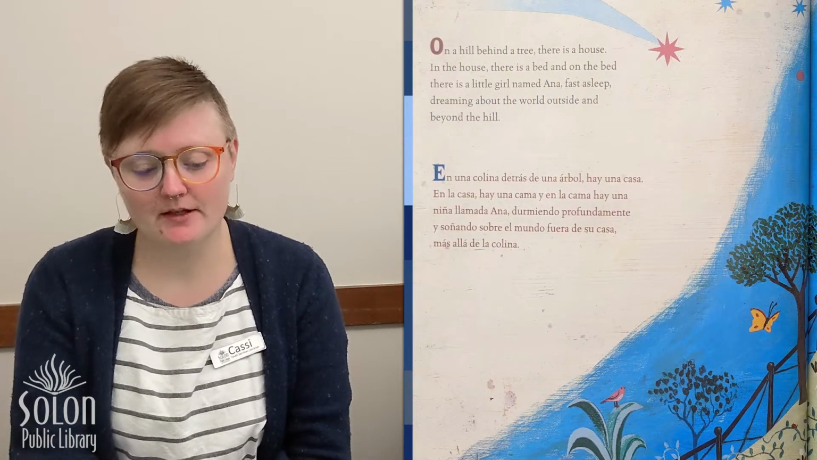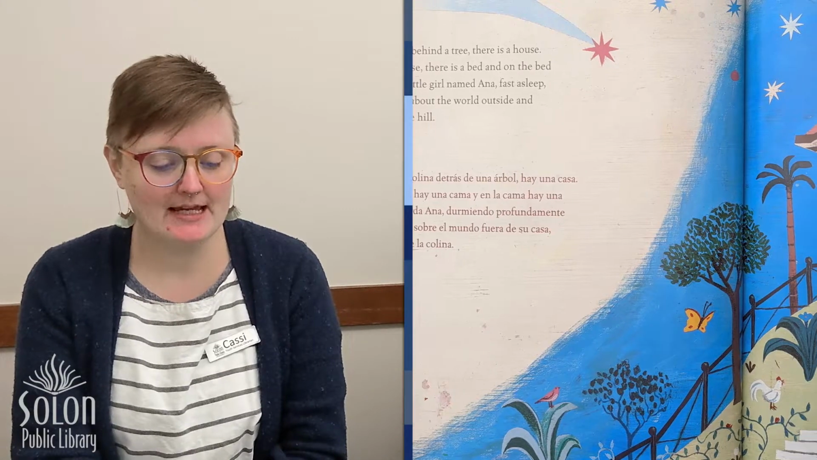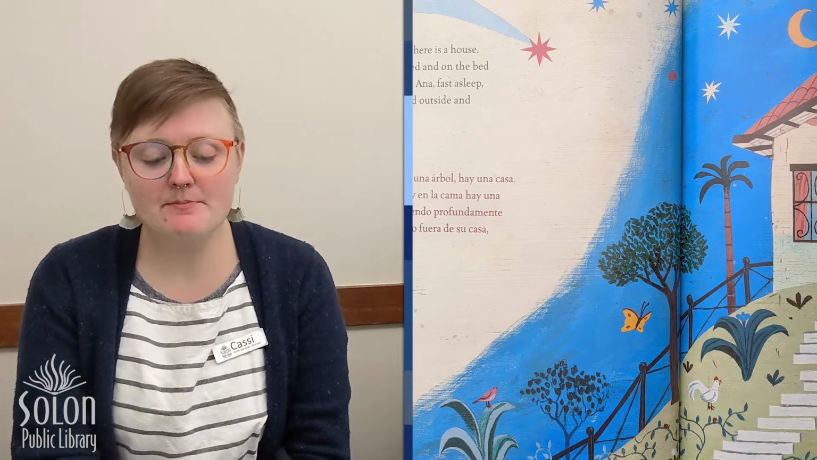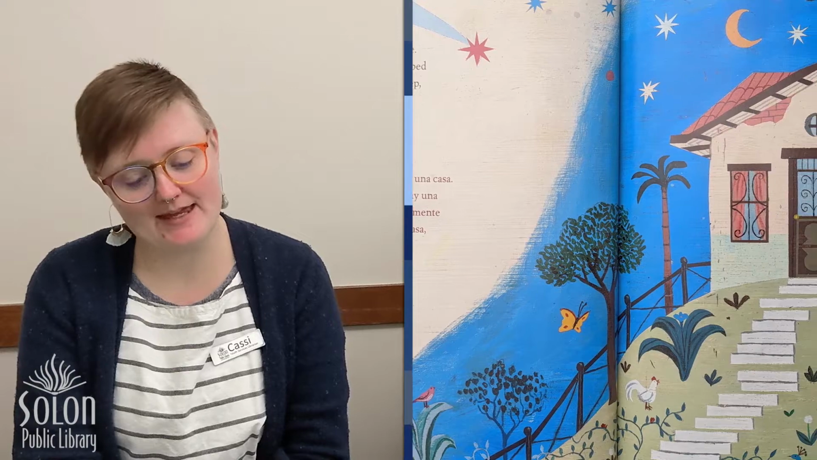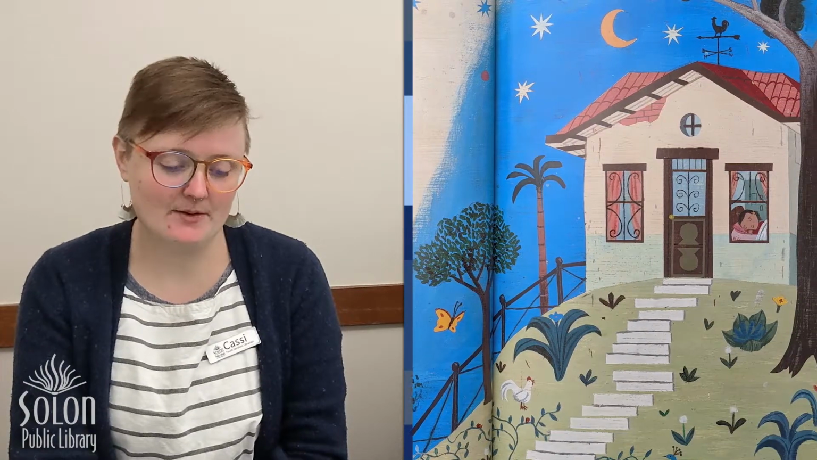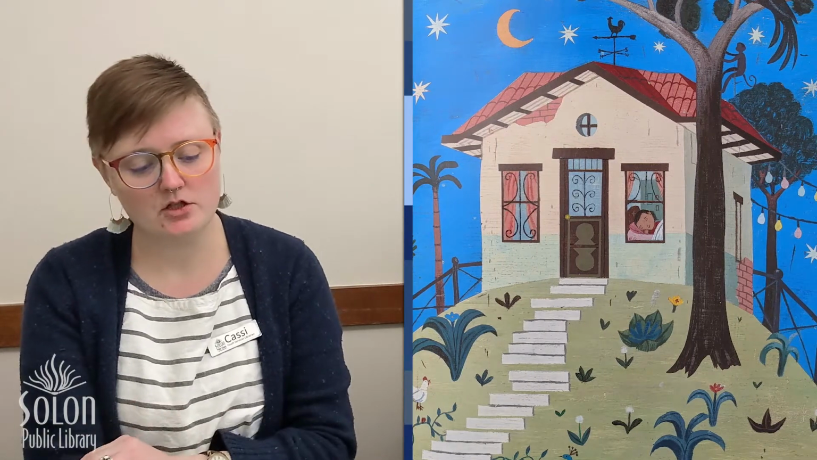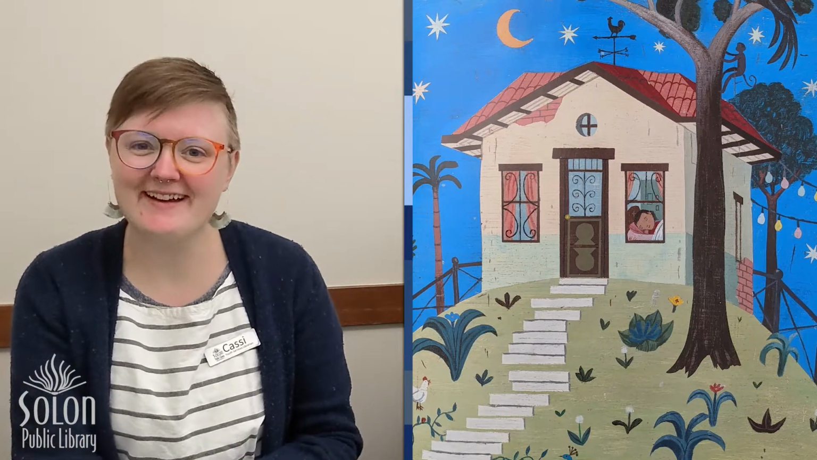On a hill behind a tree, there is a house. In the house, there is a bed, and on the bed, there is a little girl named Anna, fast asleep, dreaming about the world outside and beyond the hill. Do you have a bed in your house? Yeah, me too.